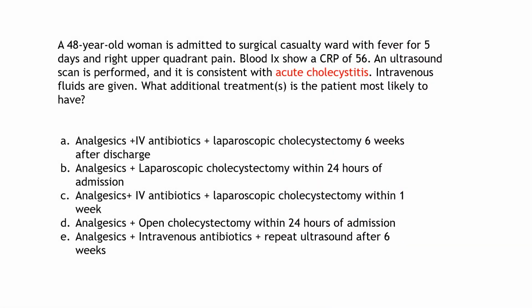Okay, look at this case scenario. A 48-year-old woman is admitted to surgical casualty ward with fever for 5 days and right upper quadrant pain. Blood investigations show a CRP of 56. An ultrasound scan is performed and it's consistent with acute cholecystitis.